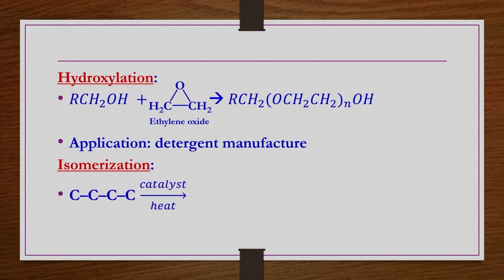Then isomerization reactions, let us say you have a linear four-carbon component, n-butane, so then you apply heat in presence of catalyst, then you can get isobutane. You may get application in petroleum industries.